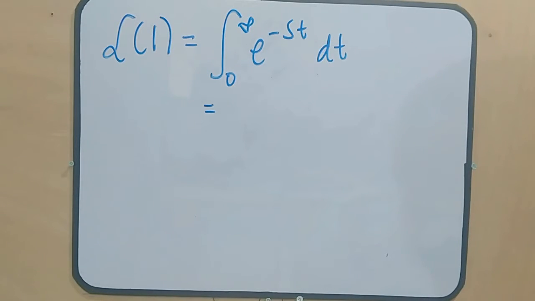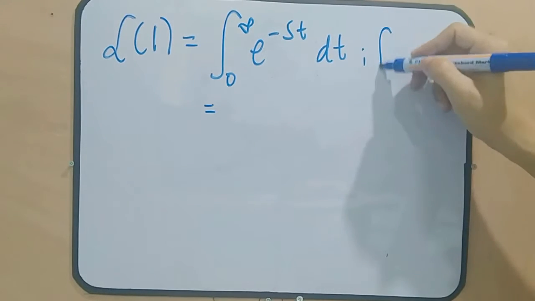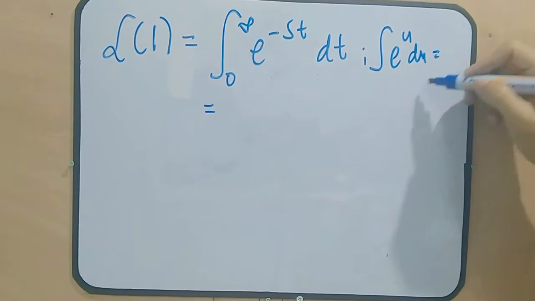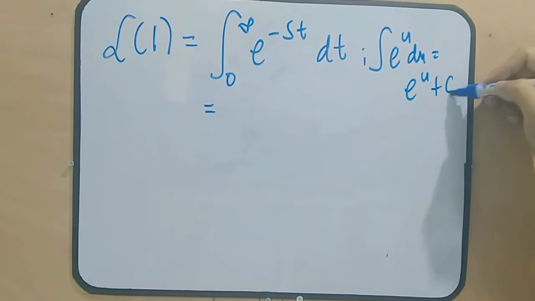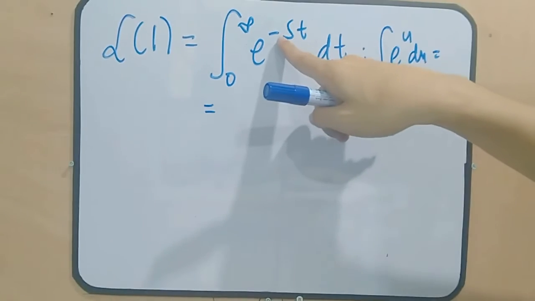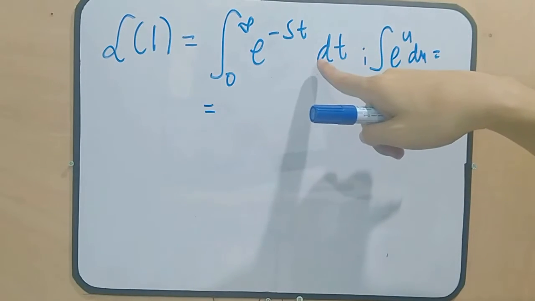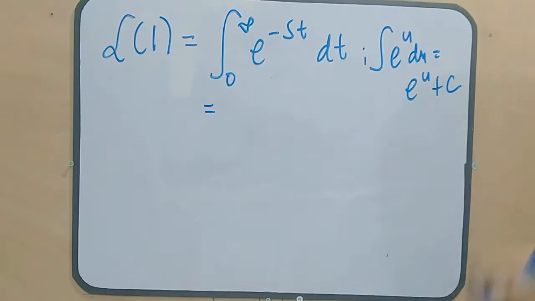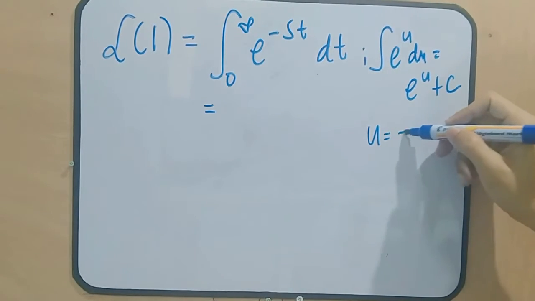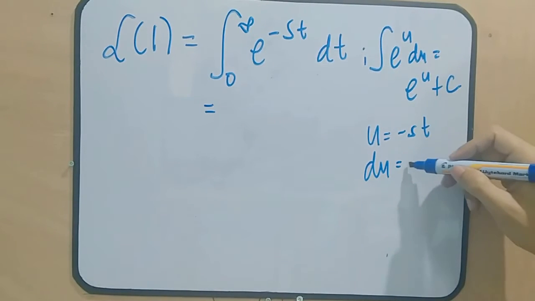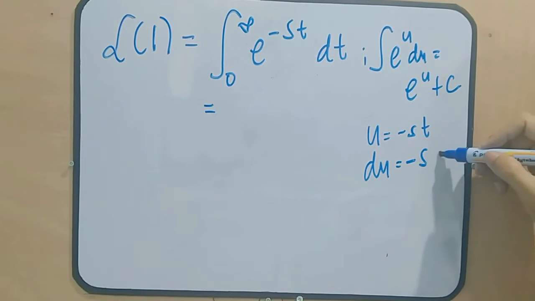So using the formula that we have here, integral of e raised to u du equals e raised to u plus c. Okay guys, yun ang formula natin here. Now ito, ang u natin here is negative st. Therefore, ang du natin is negative s dt. So ang u natin guys is negative st. So derivative of u, since na s is constant, we have here negative s dt.